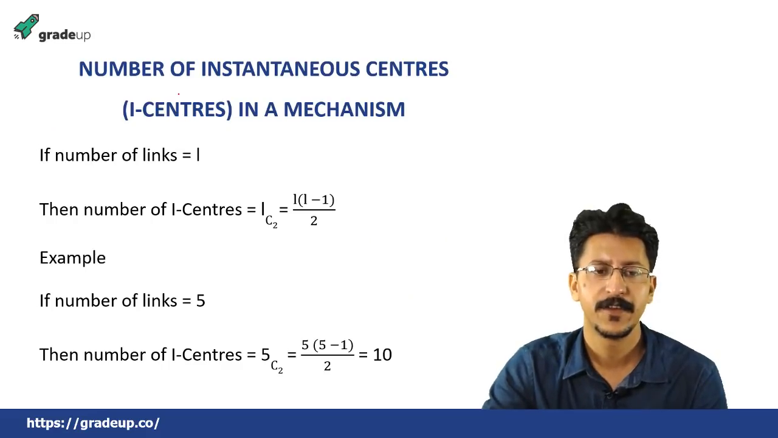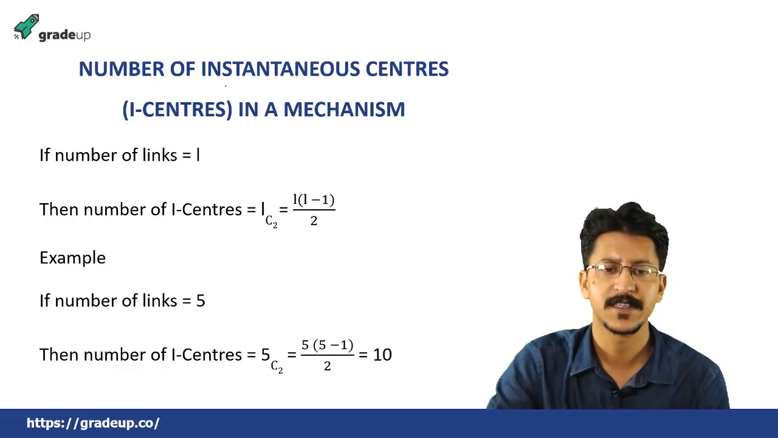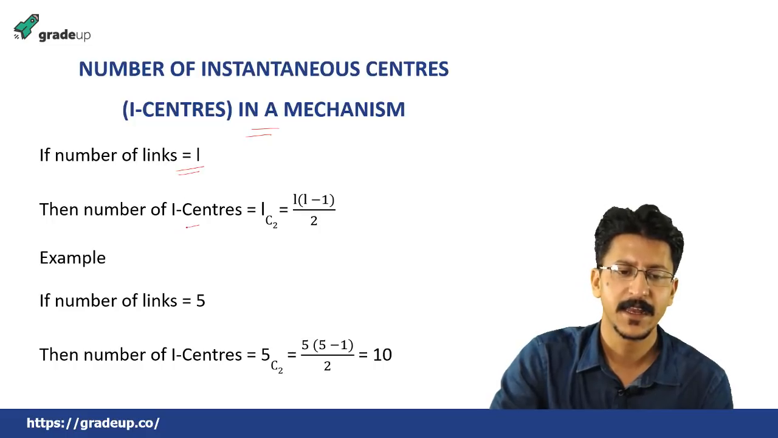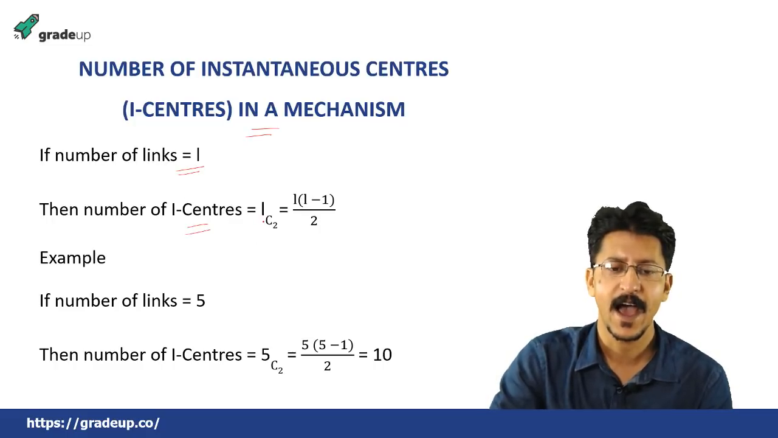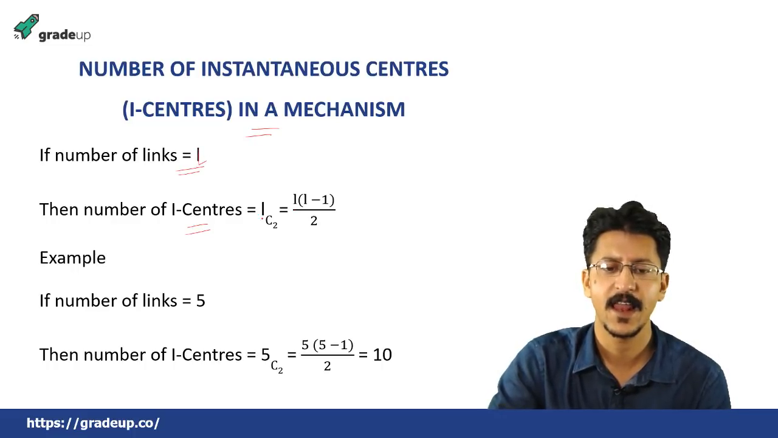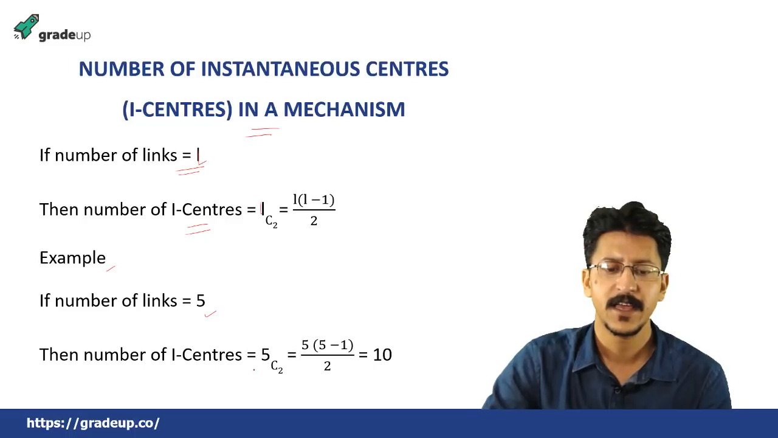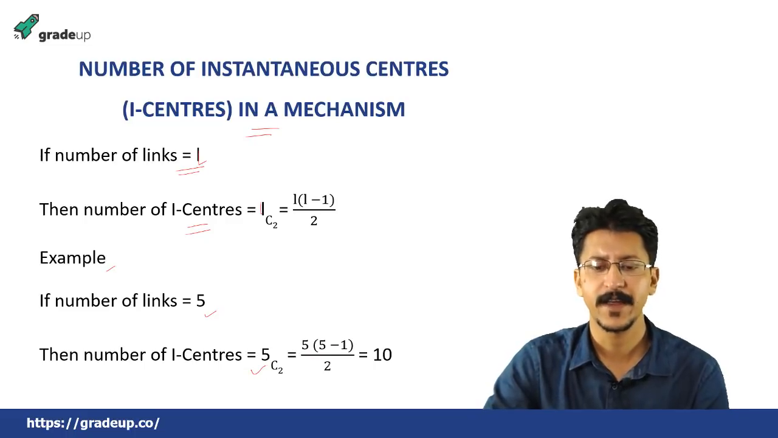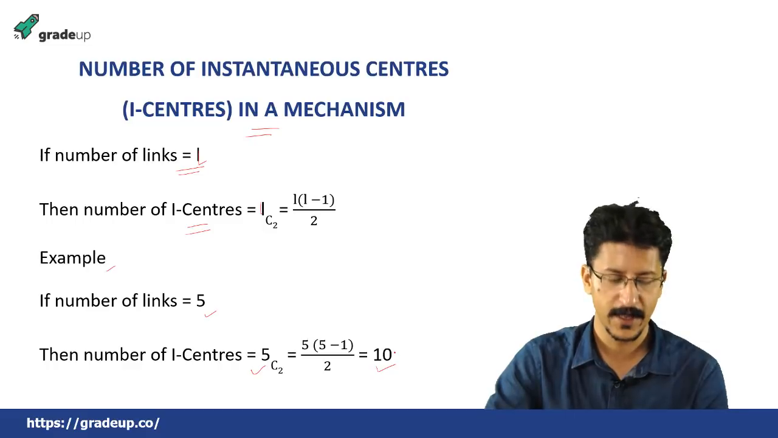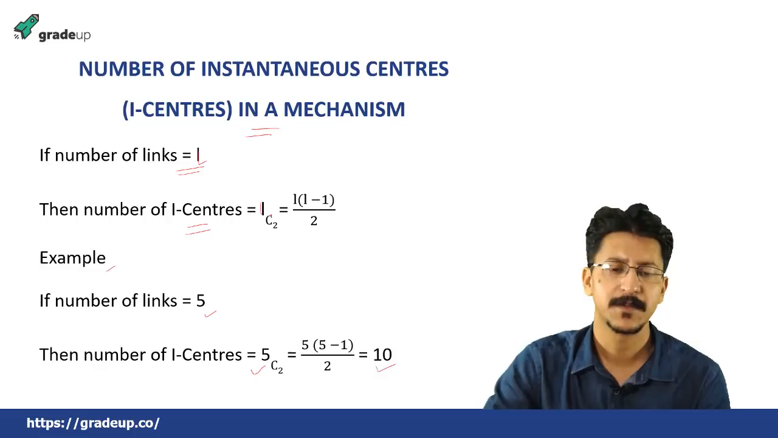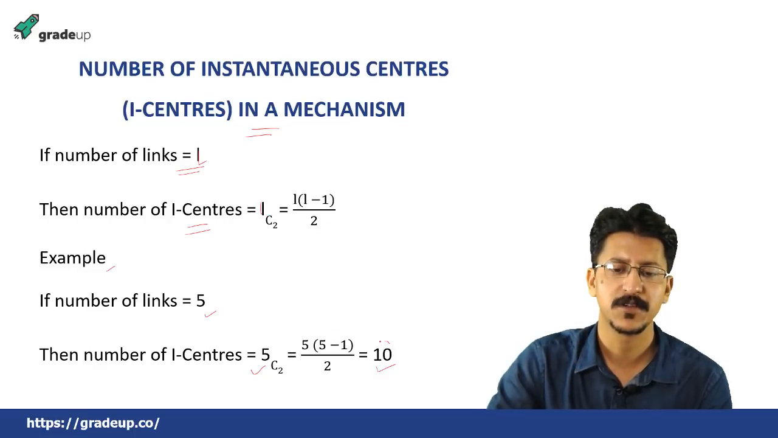Then we have to find out the number of instantaneous centers, or I centers, in a mechanism. If there are L links in a mechanism, then the number of I centers is given by LC2, that is L into L minus 1 by 2. For example, if there are 5 links, then the I centers is 5C2, that is 5 into 5 minus 1 by 2, which is equal to 10. This question is also asked sometimes in the examination, where some number of links is given and it is asked how many I centers there are.